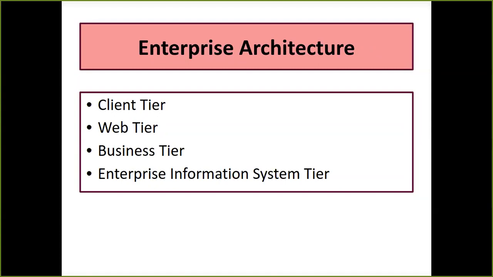Now, we know this enterprise architecture was there in your chapter 1 also. We had four layers. What are the four layers? We have a client tier, a web tier, a business tier, and an enterprise information system tier, that is your EIS tier. So you just have to remember how many options you have in your system architecture. You can have one tier, two tier, three tier architecture, or multi tier or n tier architecture.